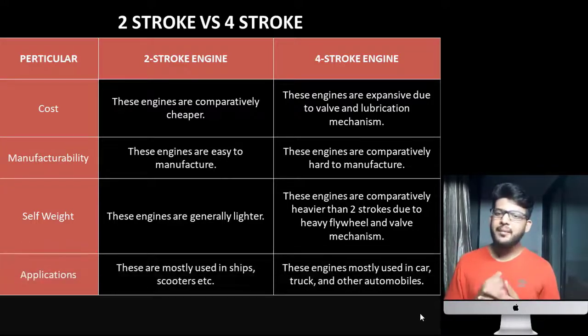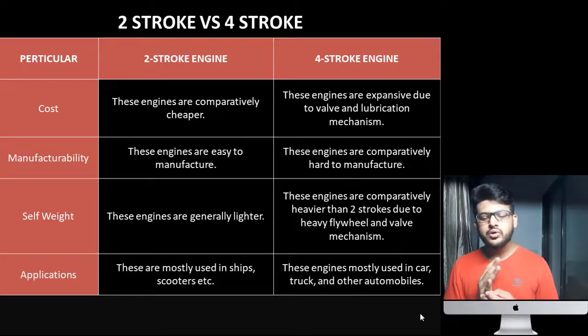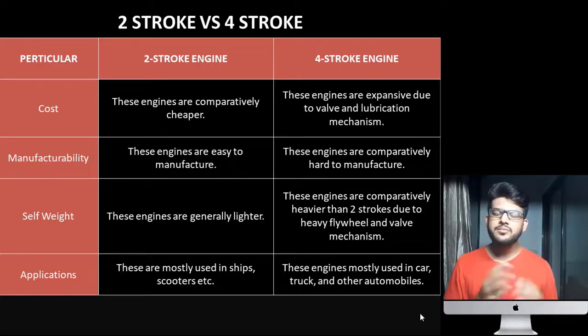Fine. Thereafter, applications. Which are the main applications? 2-strokes are generally used in scooters, scooty, and some low power ships. Thereafter, in lawn mowers also we are using 2-stroke engines. Fine. What is the use of 4-stroke engines? Generally you can see 4-stroke engines everywhere: in cars, in bikes, thereafter in trucks and buses, everywhere.